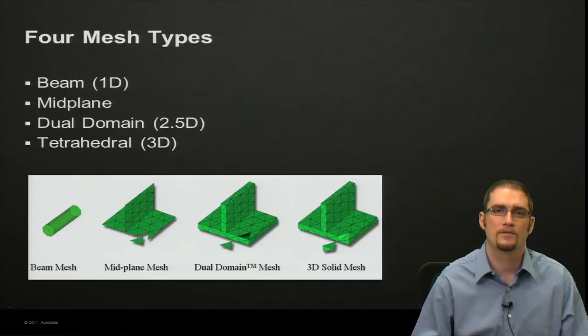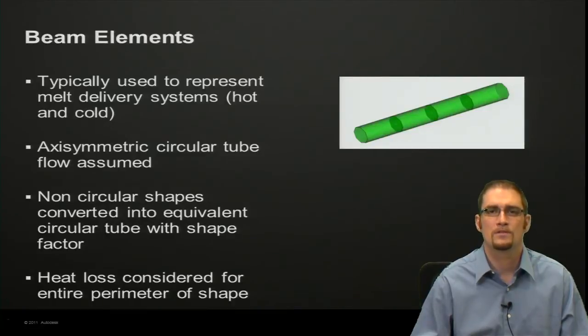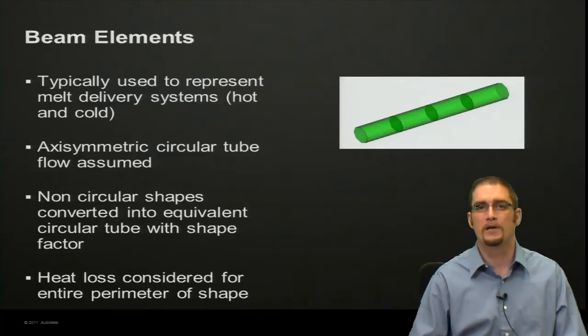So just to cover the four mesh types that we do offer, the first one is a beam element, which we commonly refer to as a 1D element; midplane; dual domain, which is also referred to by some as 2.5D; and of course tetrahedral, or the 3D solid element. So we'll start off talking more about beam elements.